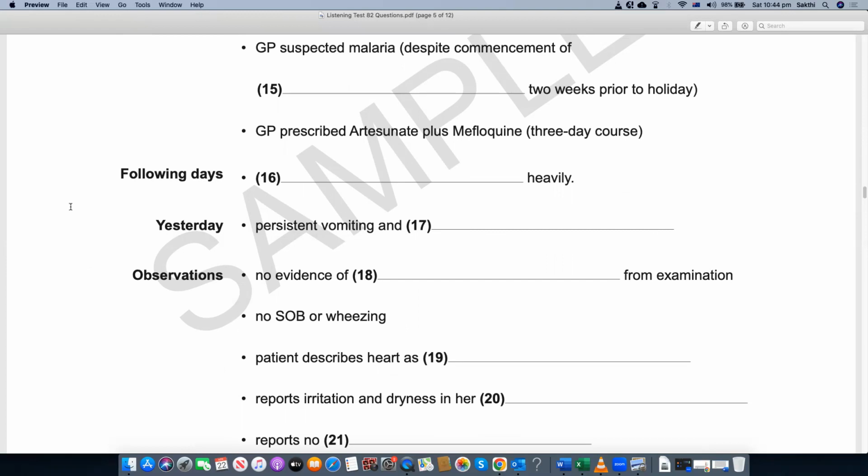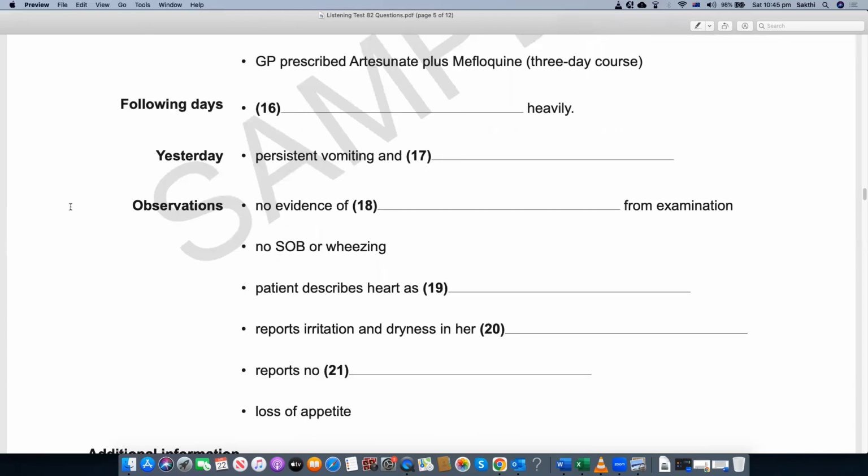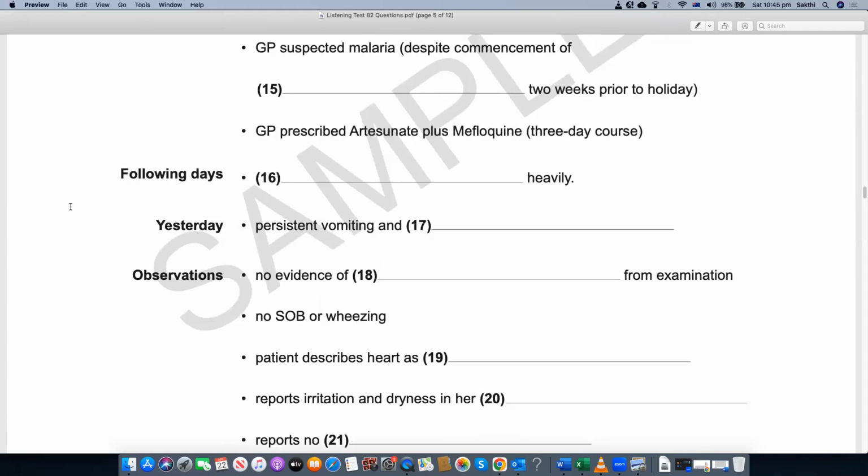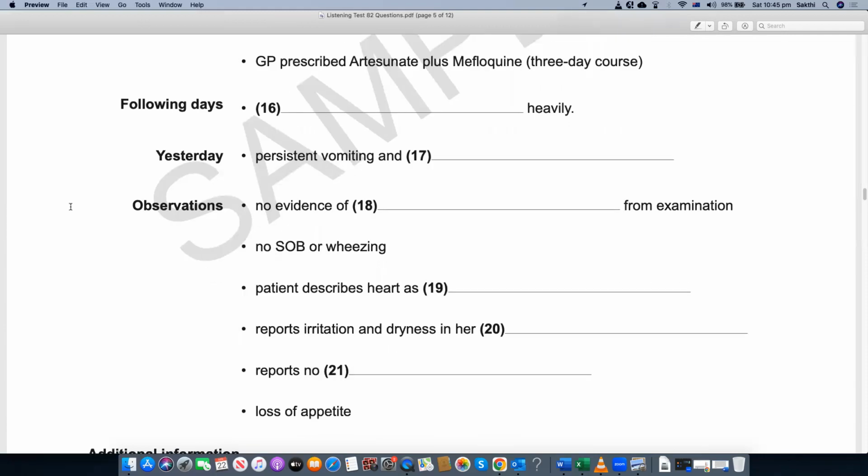Right. Can you tell me what they were? Art something. Artesunate. That's right. And something else. Hang on, I've got the box here. Mefloquine. Okay. So I went home and I took the pills, but I didn't feel any better. In fact, I got worse. I felt really weak and I was sweating buckets, just dripping with it. I finished the pills yesterday morning.